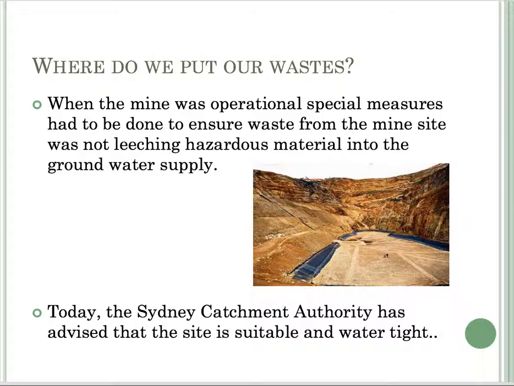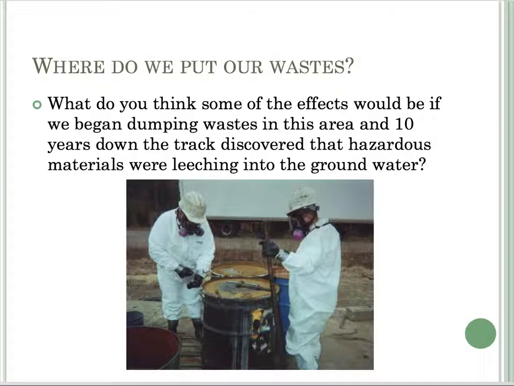When the mine was operational, special measures had to be done to ensure that waste from the mine site was not leaching hazardous material into the groundwater supply. Today, the Sydney Catchment Authority has advised that the site is suitable and watertight. What do you think some of the effects would be if we began dumping waste in this area and 10 years down the track discovered that hazardous materials were leaching into the groundwater?